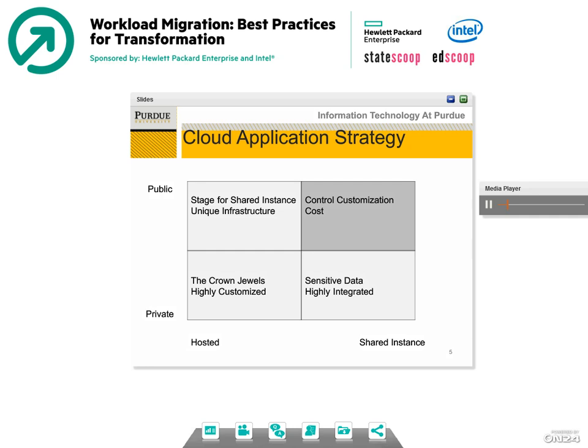If you go up the left side and you look at the public hosted environment, for us that usually relates to unique infrastructure primarily. That would probably be the number one reason where we're not going to host an environment like that. We have no need to run it or support it, and we want to push something up there. The other reason that we put applications in that space is we stage them for getting to this shared instance environment. So if we can minimize customization and connections back to the mothership or back to other applications, maybe they're candidates to be moved into this shared space.